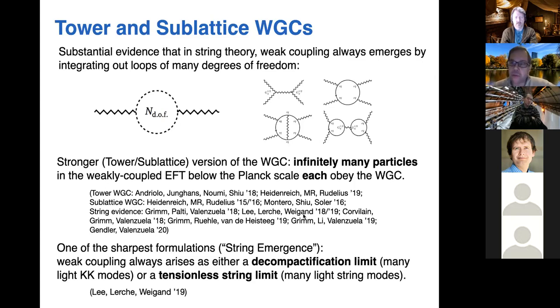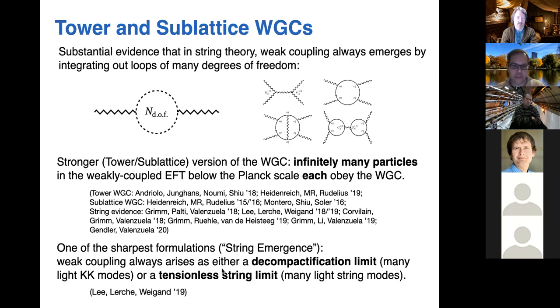And in fact, they've even made a stronger conjecture. They say that they only find two kinds of towers of particles. One is a tower of KK modes, where you take some extra dimensions and you blow them up and decompactify. And the other is a limit where you take some internal structure in your compactification and you shrink it. You can wrap something on it, and as it shrinks, it becomes a tensionless string.